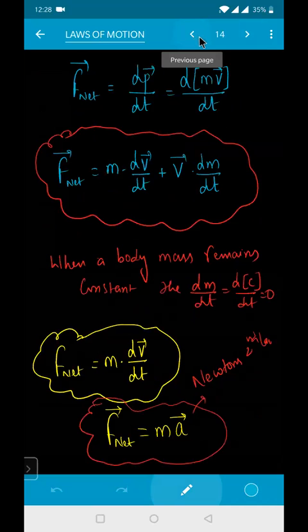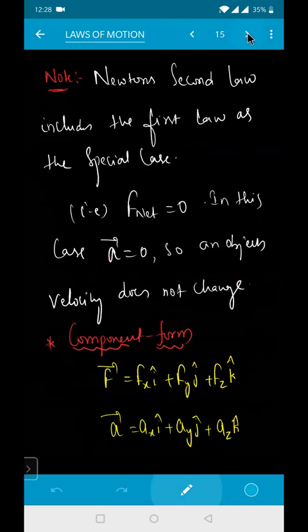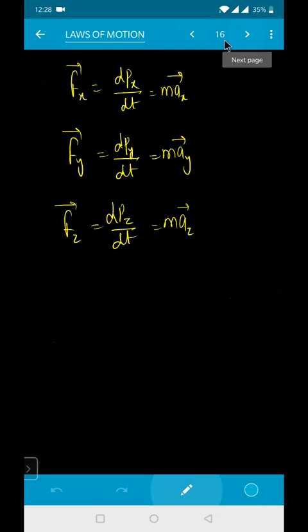F is equal to how much? M into A, or F is equal to M into dV by dt. And different components of the forces also we have done. Clear for everyone? Sure. Let us go for the next one.